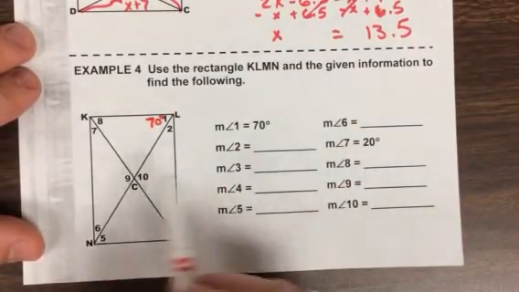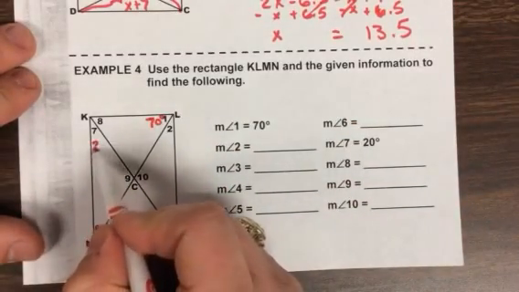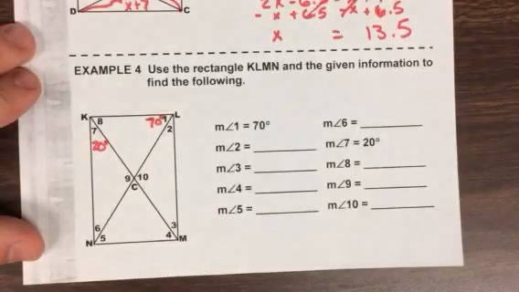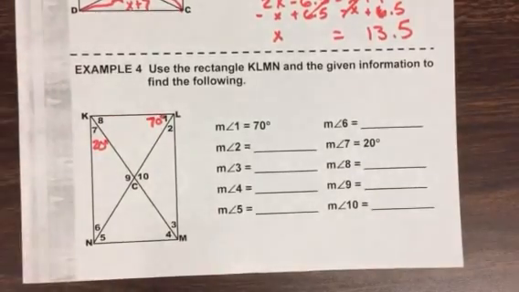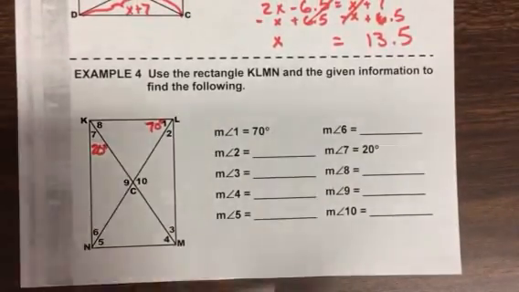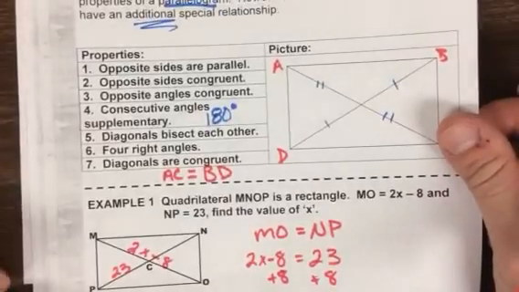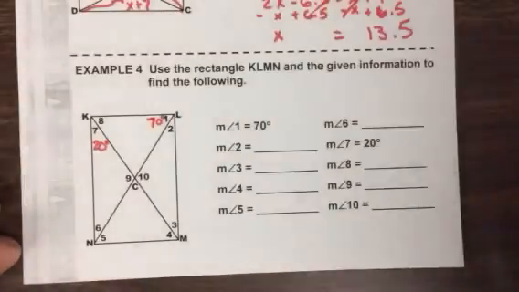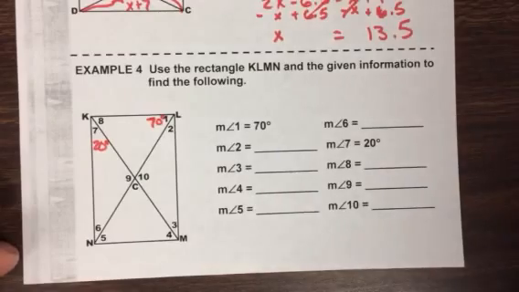And the measure of angle 7 is 20 degrees. Now, the way I like to do angle chasers is I start with my properties. I'm going to start up here on property number 1. Opposite sides are parallel. Does the fact that my sides are parallel help me solve any of these problems?